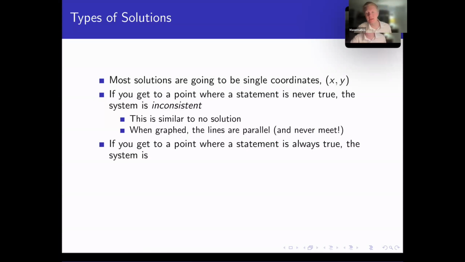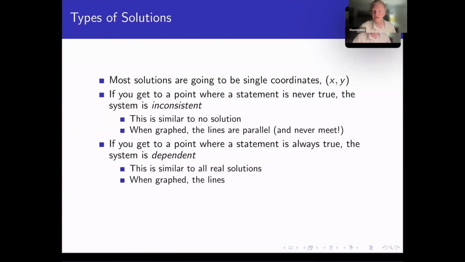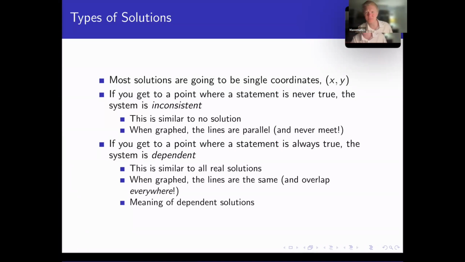So there's that. If you get to a point where you have a statement that is always true, right? For example, 5 equals 5, then your system is dependent. Well, this is similar to all real solutions. It means that every solution on the line is a solution. And when graphed, these lines are actually the same thing. They overlap everywhere.